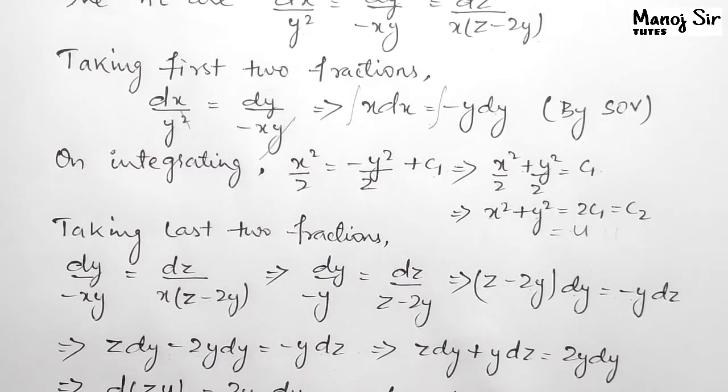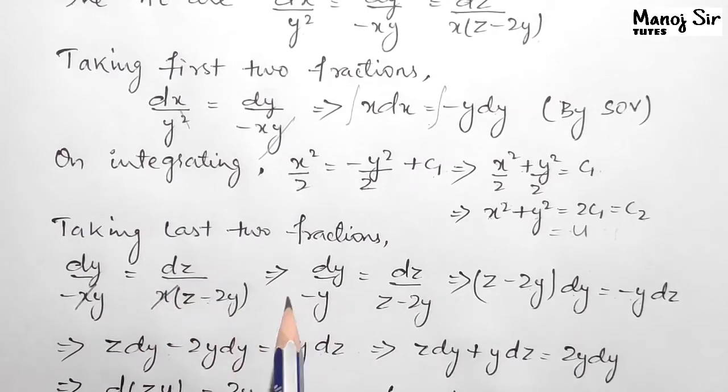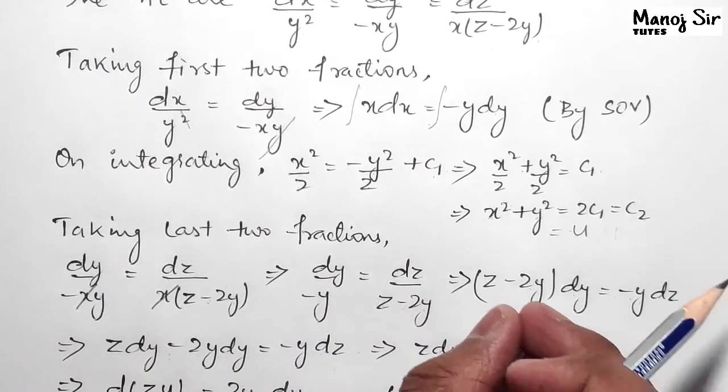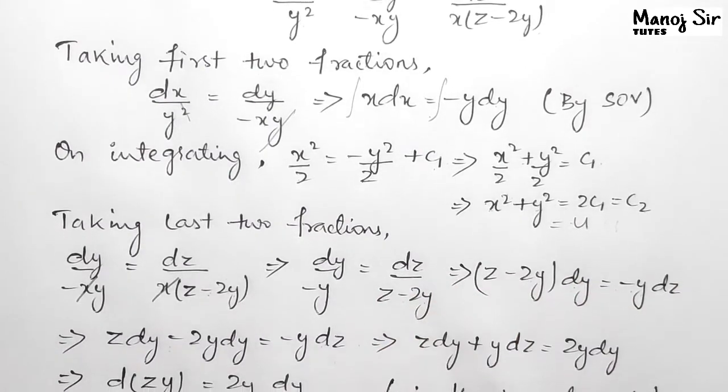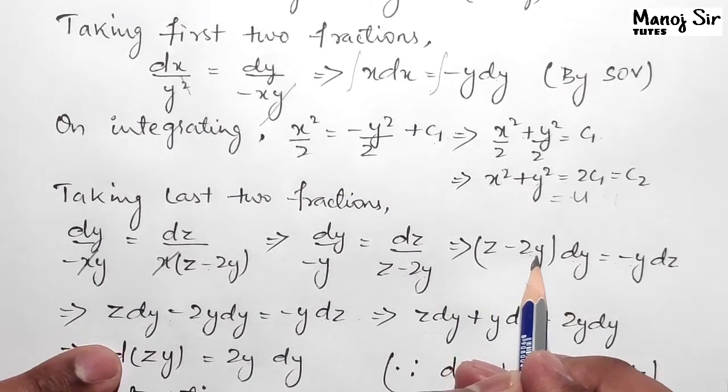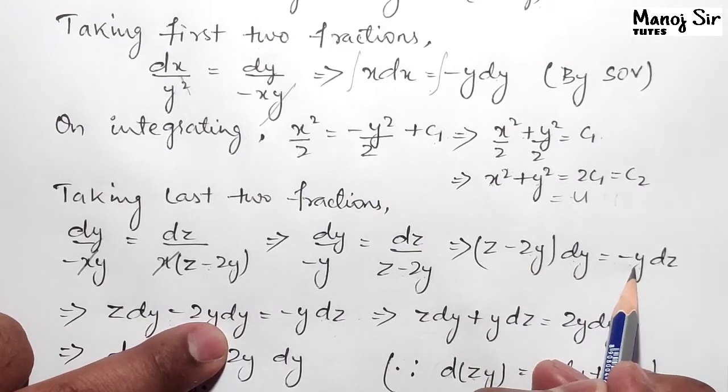So here we have, as you can see, dy upon minus of xy equals to dz upon x into z minus 2y. Here x gets cancelled. Now cross multiply. Here we have dy upon minus y equal to dz upon z minus 2y. Now cross multiplying, here we have z minus 2y into dy, minus of y into dz. Now we can simply open this bracket. What you will get is z into dy minus 2y into dy. Here we have minus y dz.